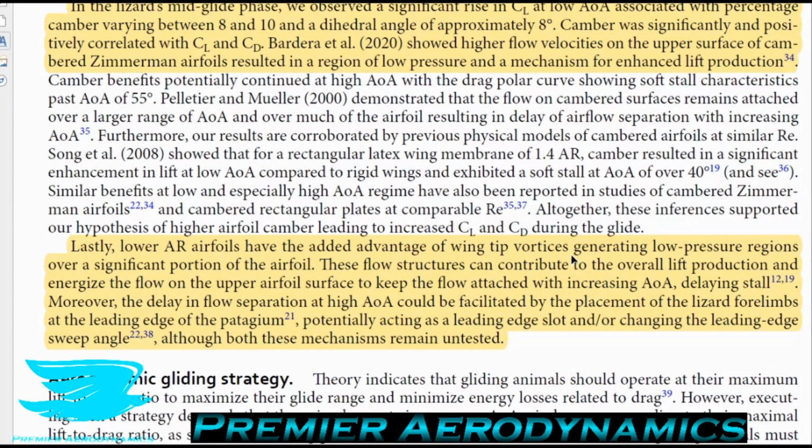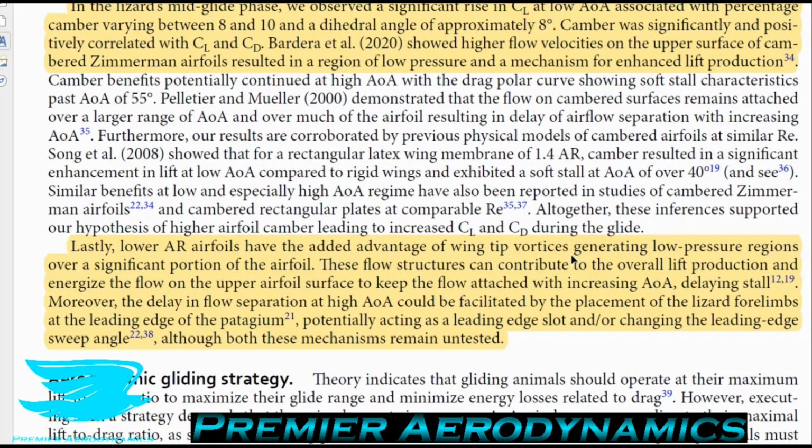Lastly, lower aspect ratio airfoils have the added advantage of the wingtip vortices generating low pressure regions over a significant portion of the airfoil. These flow structures can contribute to the overall lift production and energize the flow on the upper surface to keep the flow attached with increased angle of attack, thereby delaying stall. So you not only have this downwash, but these vortices also have low pressure cores, which help the flow stay attached. Moreover, the delay in flow separation at high angles of attack could be facilitated by the placement of the lizard's forelimbs at the leading edge of the membrane, potentially acting as a leading edge slot and/or changing leading edge sweep angle, although both these mechanisms remain untested.